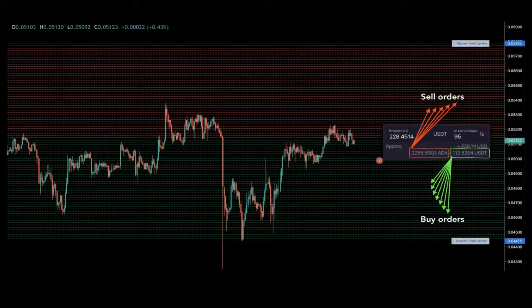And the term here, a very important one, is the grid spacing. The grid spacing is nothing more than just a gap. It's the distance between the orders. So you can have a narrow setup as the one you see on the chart right now, and you can have a wide setup. I will show you some examples a bit later.